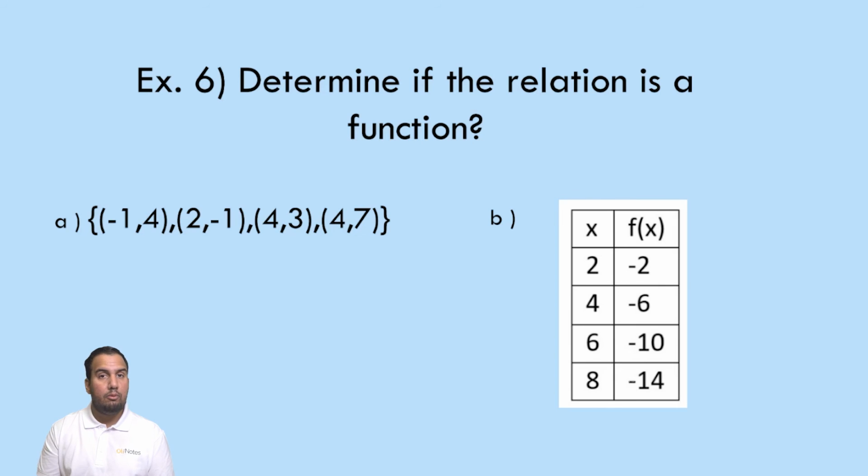So in example 6a, I'm only going to look at the x's. -1, 2, 4, and 4. Wait, what do you notice? The 4's repeat. So what does that mean? This answer would be no. Now, a table is your best friend because the x's and y's are already broken up. Remember, f of x is y. So take a look at all of your x's. Do you notice anything? 2, 4, 6, 8. Do they repeat? They don't. So what's this answer going to be? This answer is going to be yes, it's a function.